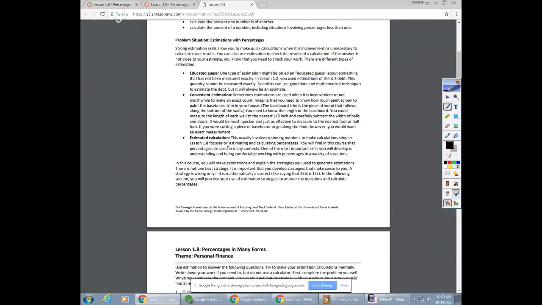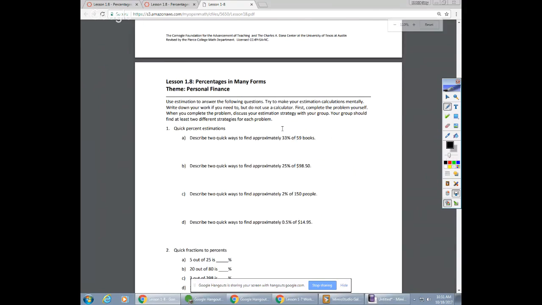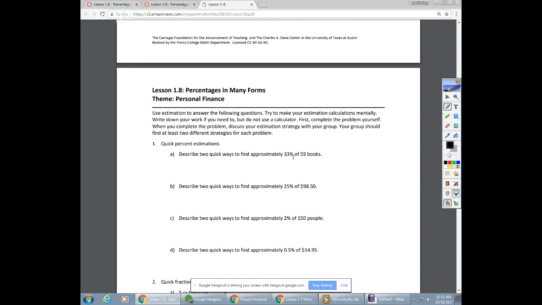So the first part of this page is how you would estimate some of these percentages. Not plug it into a calculator, but could you look at it and guess about what the answer is? Let's pick on this one here for a second. 33% is close to what? 30% maybe, yeah. Or somebody else might say a third. And then 59 is close to what? 60, yeah. So I might say, what's 0.3 times 60, or what's a third of 60? And that's a way I could estimate that right there.